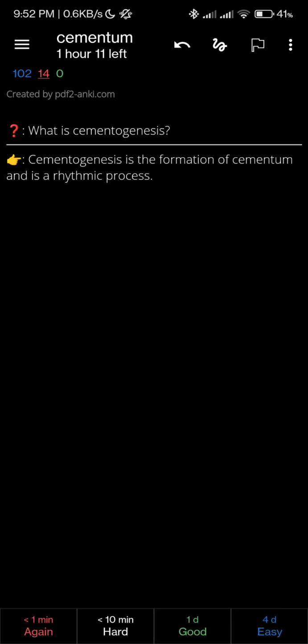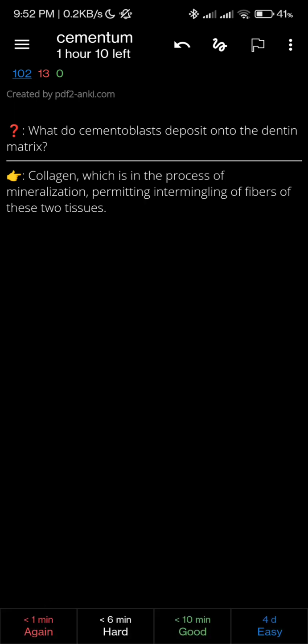What is cementogenesis? It is the process of formation of cementum, and it is a periodic, rhythmic process. What do cementoblasts deposit onto the dentin matrix?